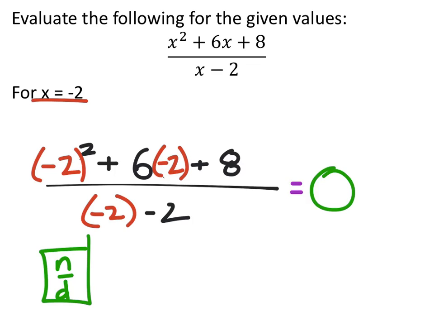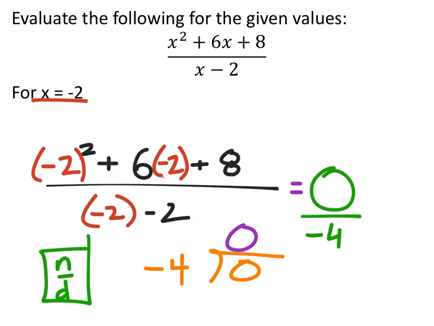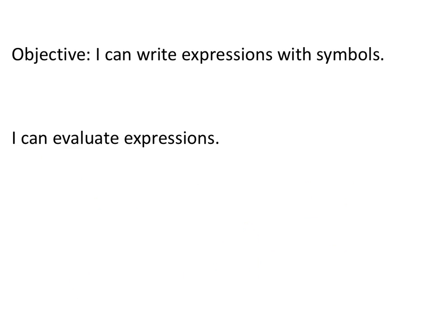So if you had worked this out, you would have gotten 0 over negative 4. Now, this one's different than what we talked about earlier. This is 0 divided by negative 4, like this, right? Well, how many negative 4s are in 0? None. And we can even check that, right? Just going back to what we learned with checking this kind of long division. Right, what's 0 times negative 4? It's 0. All right, so there's our objective again. I can write expressions with symbols and also evaluate expressions.